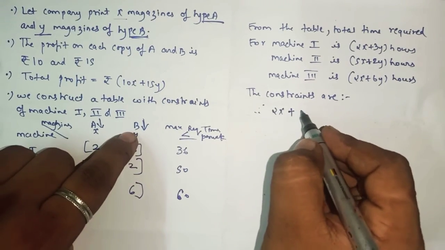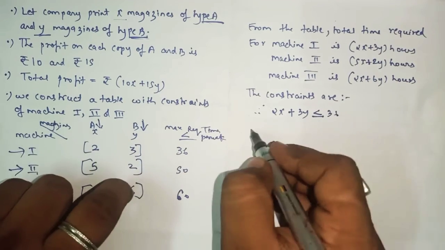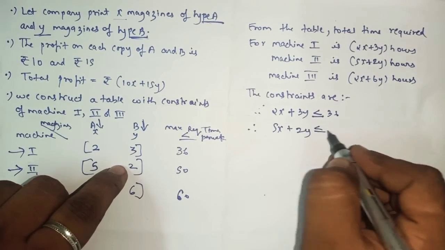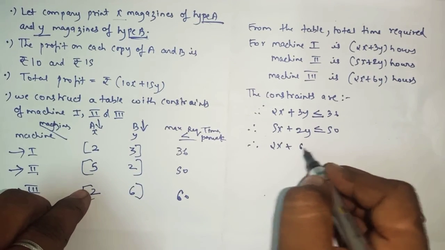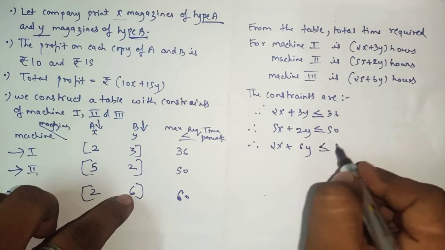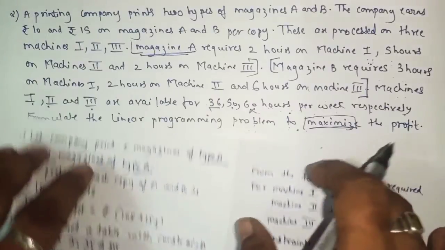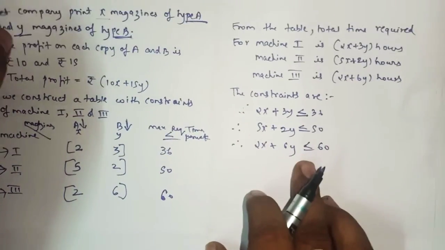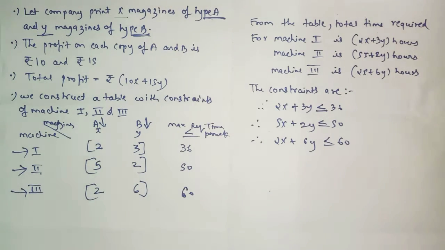2x plus 3y. Maximize means what? Less than equal to 36. Second is what? 5x plus 2y less than equal to 50. Third one is what? 2x plus 6y less than equal to 60. The sum is based on formulating the maximization of profit. So maximize means less than equal to, and as it contains three machines, here you will get three linear inequations.